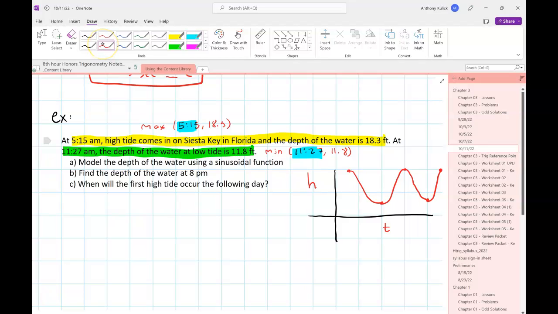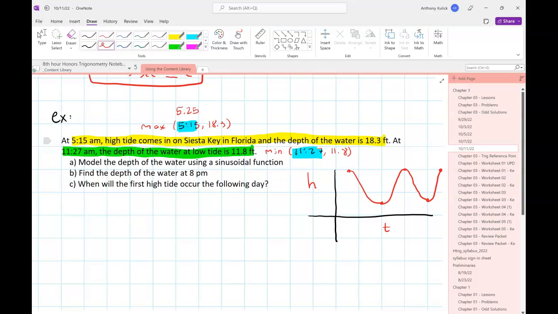Does it really matter, Mr. Kulik? No, but I would pick hours because I don't want to deal with those x coordinates getting in the thousands or something here before the end of the day. Would it get to the thousands? I think it does get into the thousands, right? 20 times 60 is 1,200, so yeah.